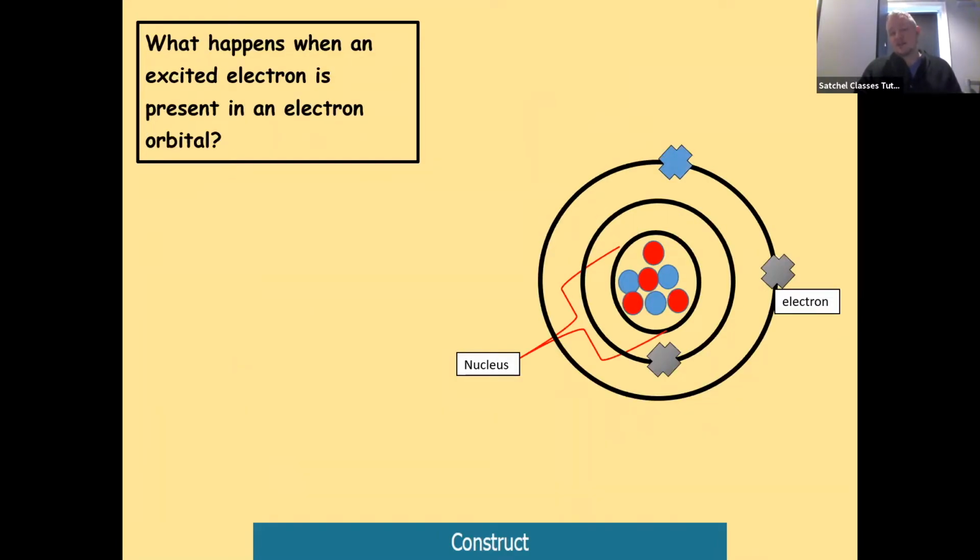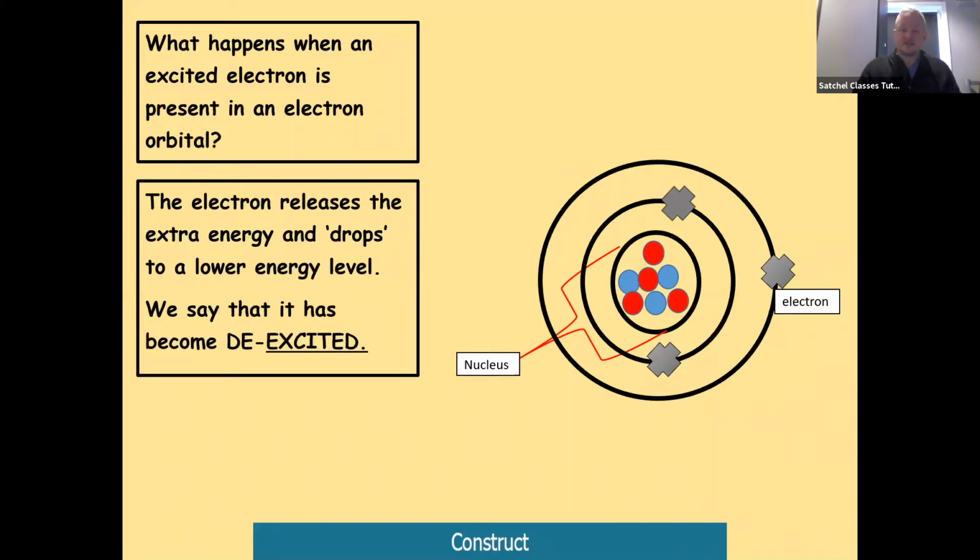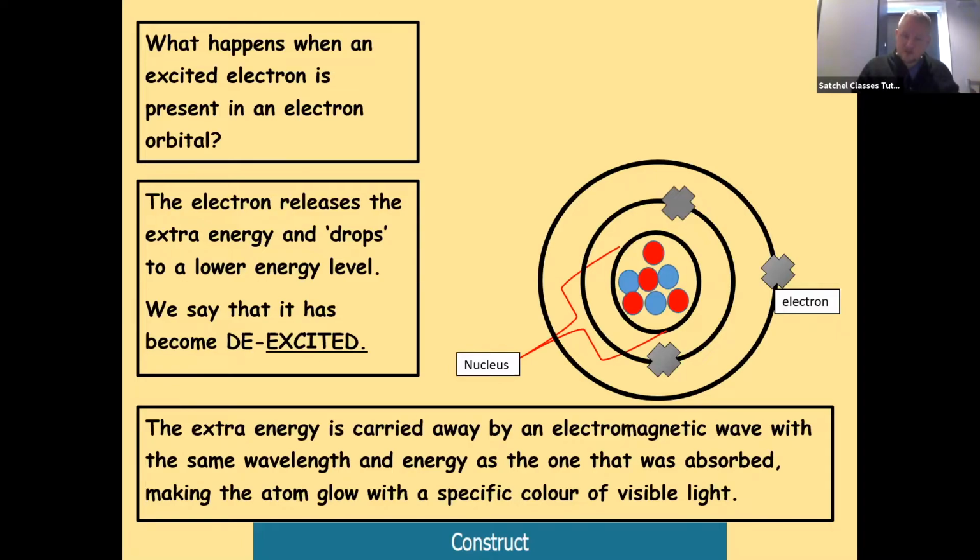What happens then when the excited electron is present in an electron orbital? At this point, the excited electron releases the extra energy and drops down to a lower energy level. We say that it's become de-excited. In the process of de-excitation, the extra energy that the electron has now given up is carried away by an electromagnetic wave, and that wave has the same wavelength and energy as the one that was previously absorbed, meaning that the atom now glows with a specific color of visible light, in this case, blue, because that was the energy and the wavelength corresponding to the wave that was absorbed by the electron.